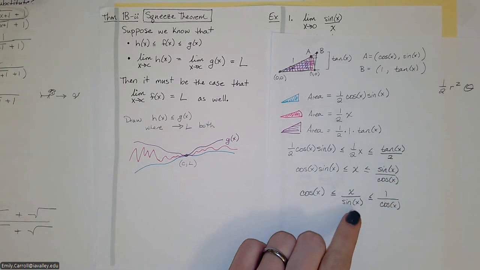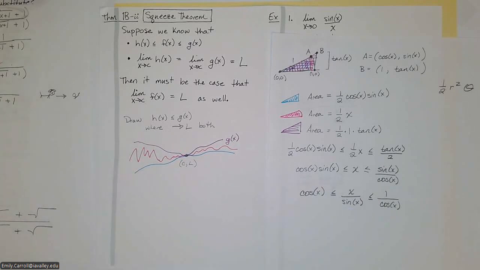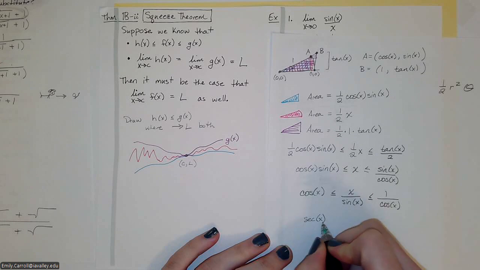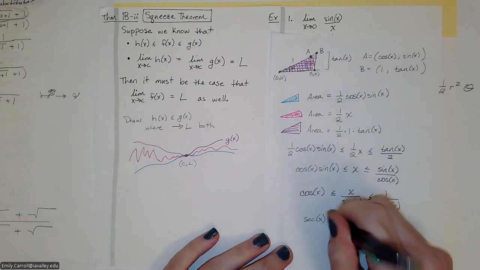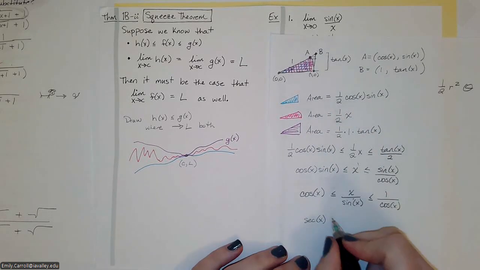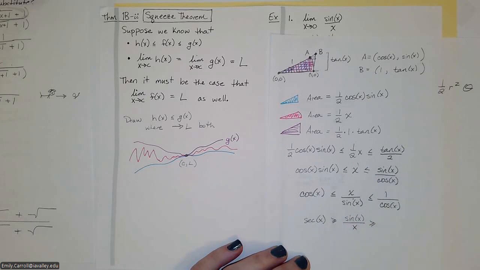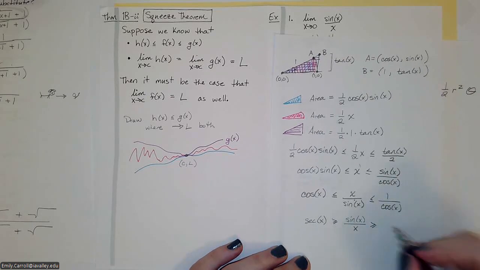Now this is almost what we want to take the limit of, but I want to flip it. If you take the reciprocal, that will reverse the direction of your inequality. So the reciprocal of cosine is secant. The inequality is going to go the other direction. And then the reciprocal of 1 over cosine is cosine.